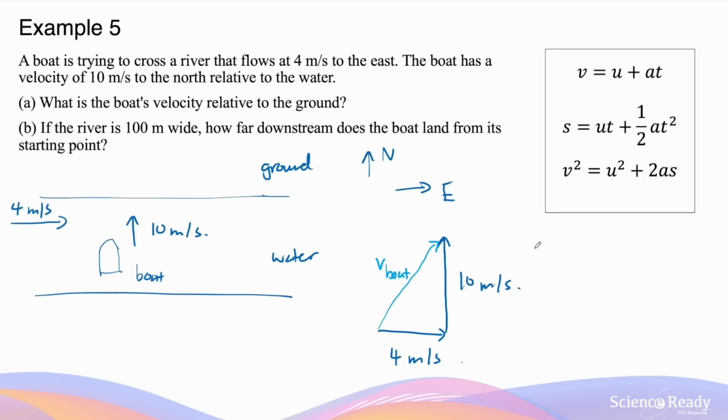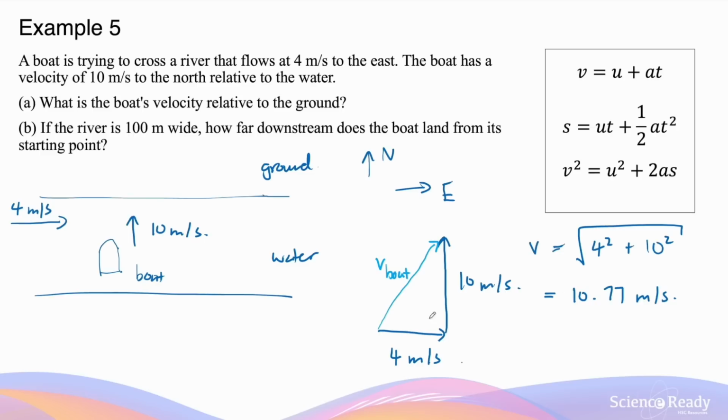So let's work it out here. The magnitude of this v value can be worked out using Pythagoras theorem. So this will be 4 squared plus 10 squared, everything square rooted. And the value of this is approximately 10.77 meters per second. For velocity, we need to provide a direction.